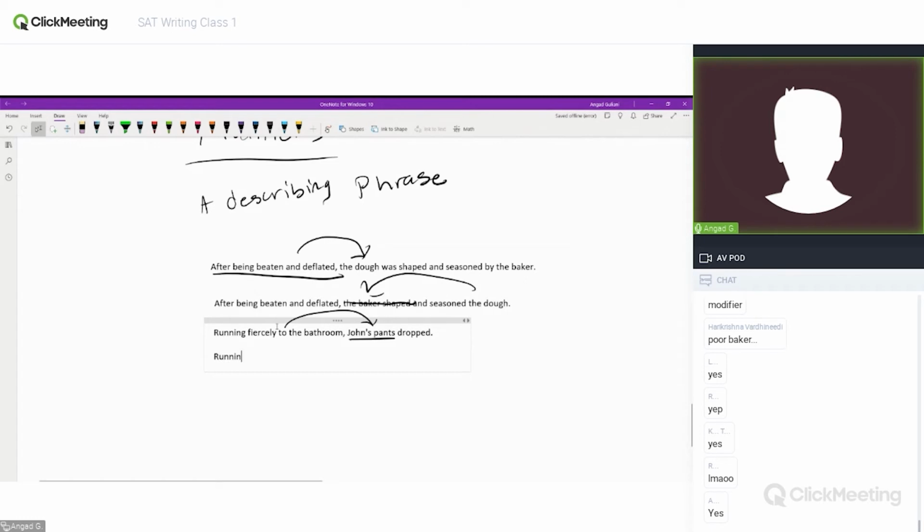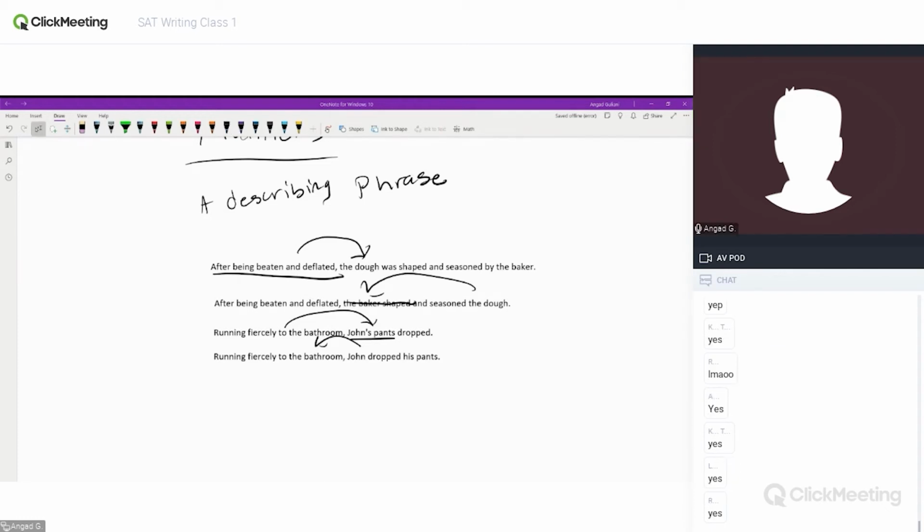So let's change this up. Running fiercely to the bathroom, John dropped his pants, right? Because now we're saying that John was running fiercely to the bathroom, and he dropped his pants on the way, right? Do you guys get that? How modifiers are used? All right, so I'm going to give you guys another example.